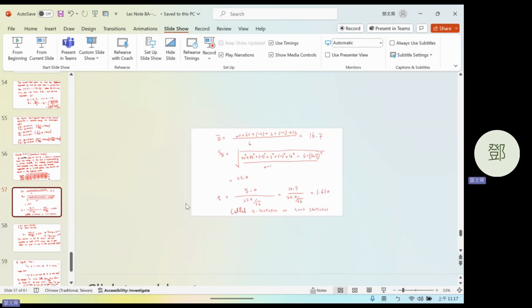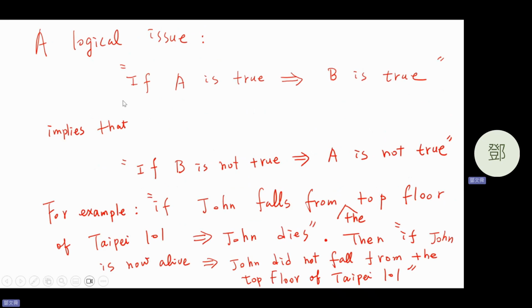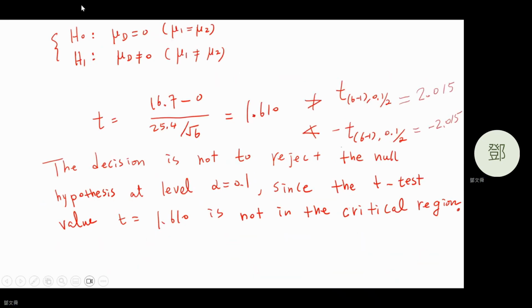And now, that is the end of this example. That's our decision: not to reject the null hypothesis. Right? Do you have any questions?